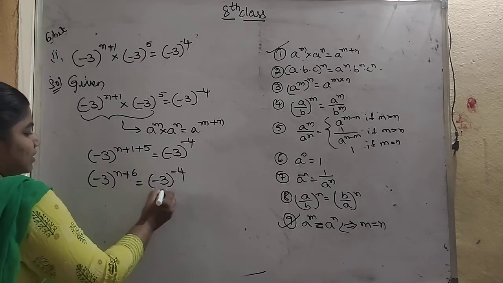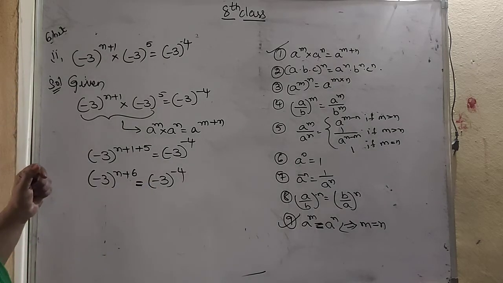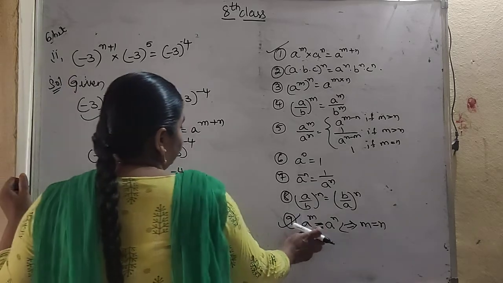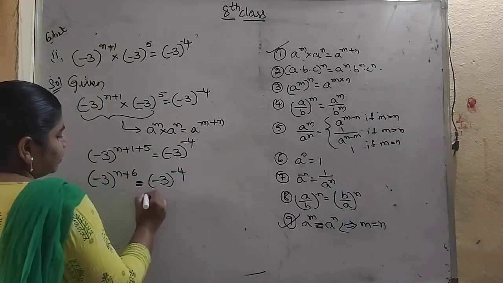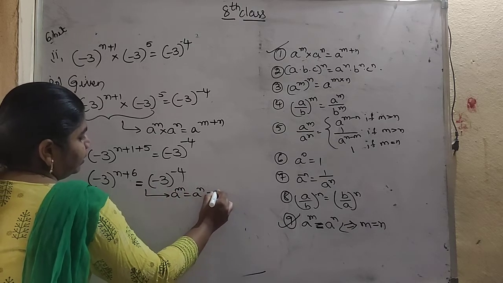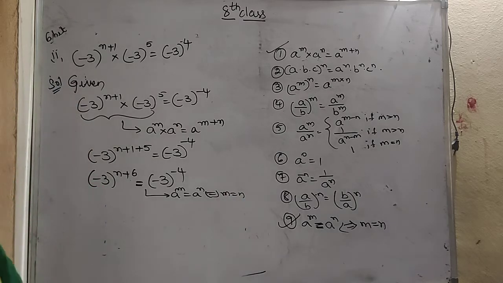Okay, now both bases are equal. In the middle you are seeing the equal to sign. So what we have to do? We have to equate the powers. So which formula are we using? The last formula, that is a power m is equals to a power n, gives rise to m is equals to n. So this formula we are going to use.